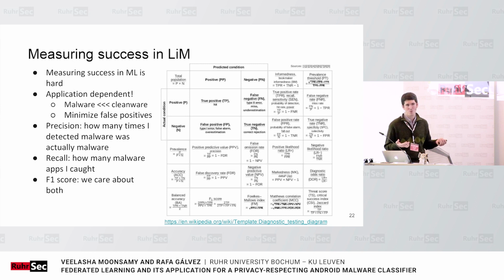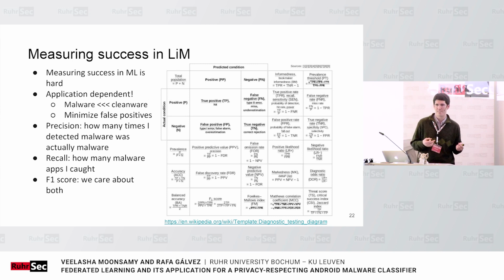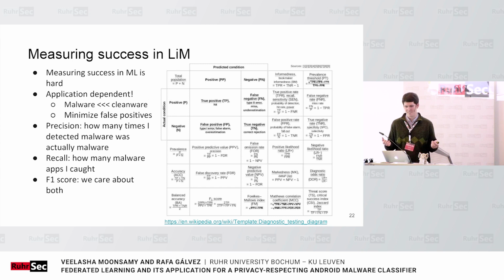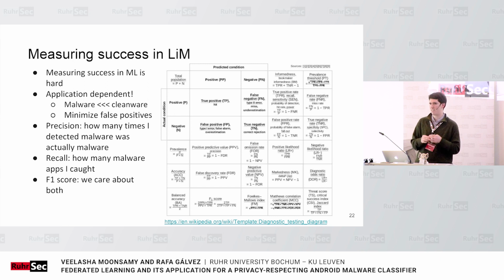In our case, for example, we have many more cleanware apps than malicious apps in the wild. And we also don't want to warn the user that there is a malicious app when there actually is not. So we don't want false positives. So we basically use 2 metrics: precision, how many times what I detected as malware was actually malware, and recall, how many of the malware we caught. And because we care about both, we use something called the F1 score, which is basically the mean of both.